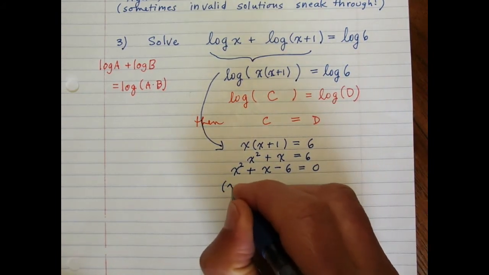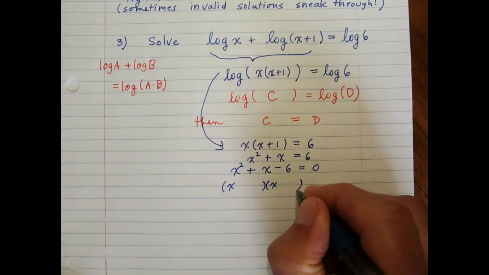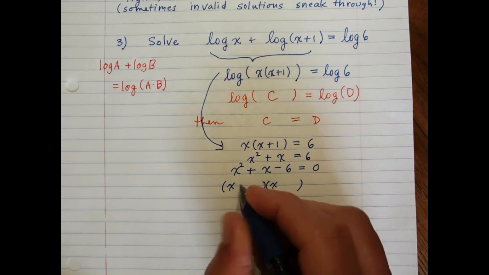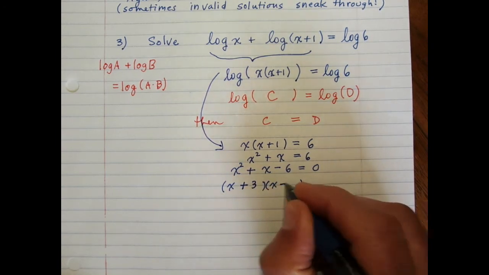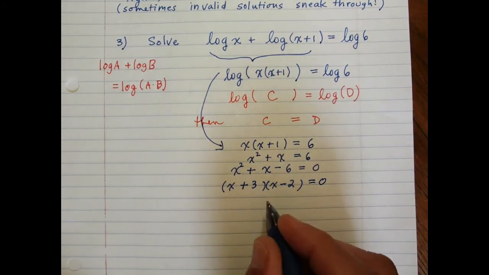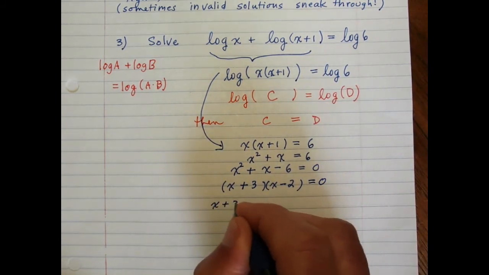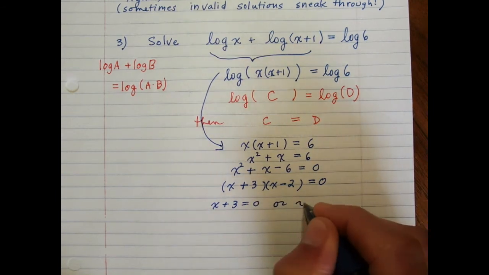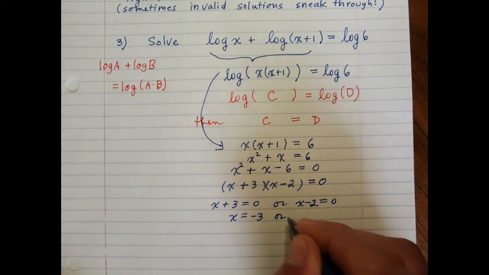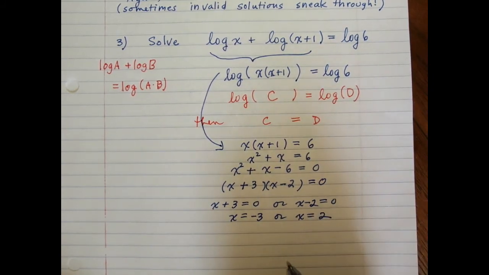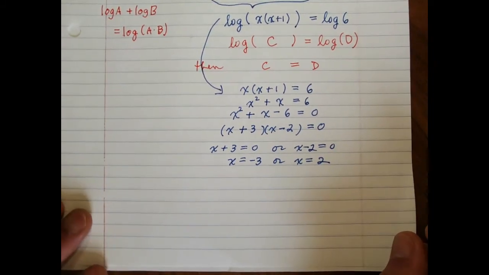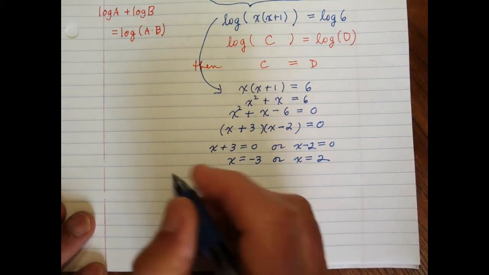X squared plus x minus 6 equals 0. I'm going to try factoring this quadratic, x and x. Let's see, minus 6, but I want a plus x in the middle. I think plus 3, minus 2. I think I can factor. And check that out. And so x plus 3 equals 0, or x minus 2 equals 0. X is equal to negative 3, or x is equal to 2. So I have these two solutions, right? And we got to check them.